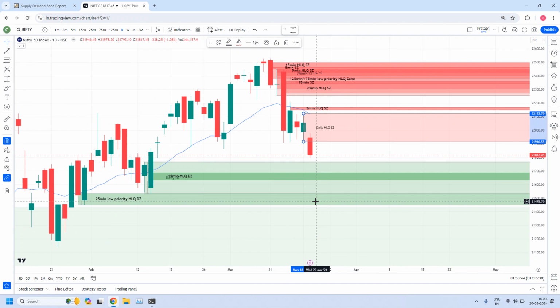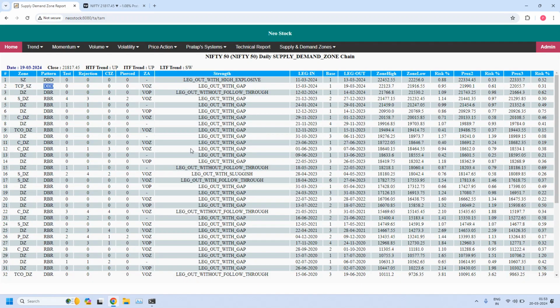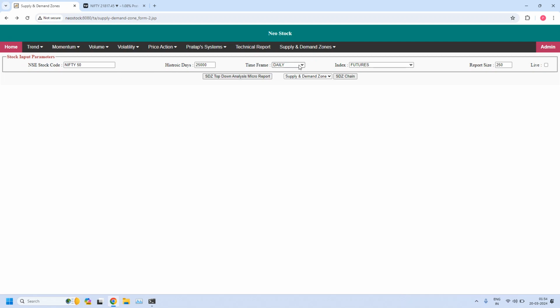Okay, next, what is the next step? Next step is, are there any 75-minute zones created, high liquidity zones today? Because all our analysis is changing now. That's why we have to do a fresh analysis again from daily onwards. So let us do it quickly. I'm changing the time frame to 125 minutes. Let me generate the chain, the supply demand zone chain.